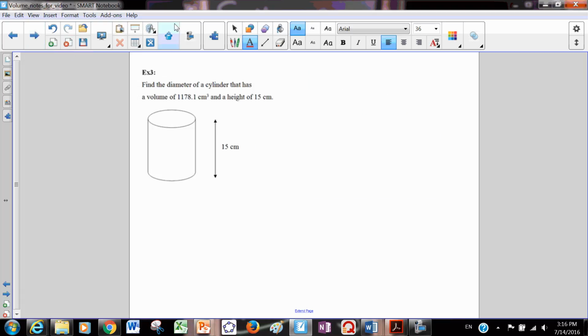The next one, you have to find the diameter of a cylinder that has a volume of, oh, so we know the volume. Hold on, I'm going to write it here. We know the volume and we know the height. So let's start with our formula. Volume is area of the base times the height. We know the volume is 1178.1. That equals area of the base.